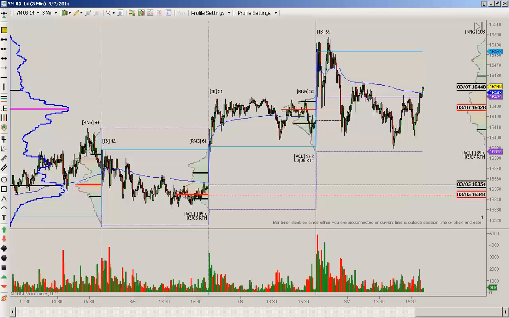This is my layout. Very simple. This 3-minute chart has a VWAP, volume profile, prior days' highs and lows, the current open, and the naked levels that have not been tested. And that's just my trading.